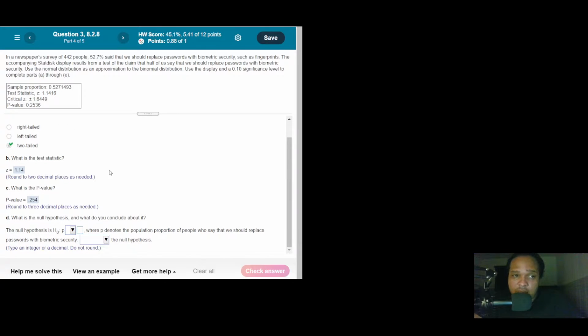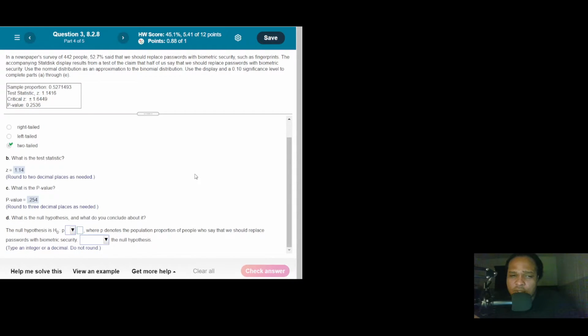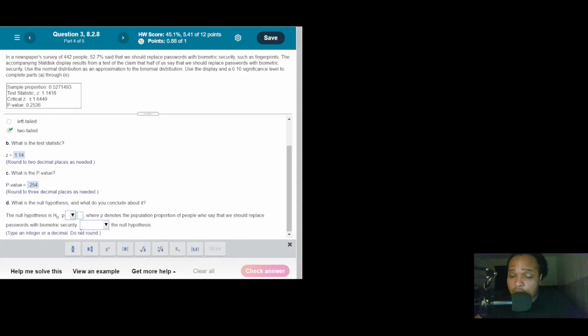What is the null hypothesis? The null hypothesis is based on your claim. So what is our claim? Let's read this thing. In a newspaper survey of 442 people, 52.7 said that we should replace passwords with biometric security. Let's keep going. The accompanying StatDisk display results from a test of the claim that half of us say we should replace passwords with biometric security. I think this is going to be a little tricky one. But there's our claim number. Our claim number is definitely going to be 0.50.